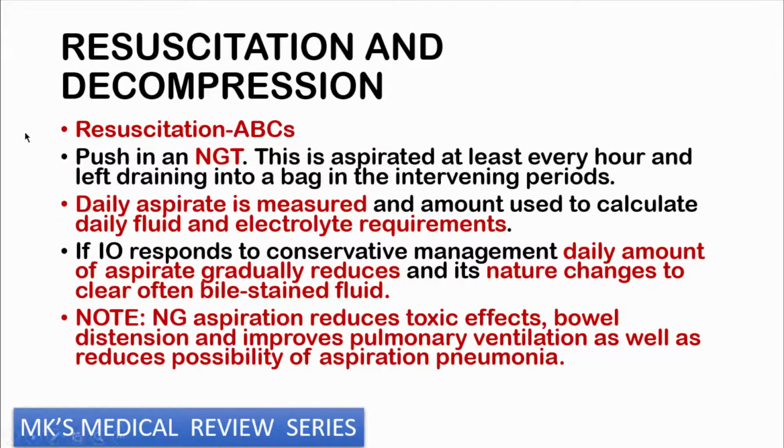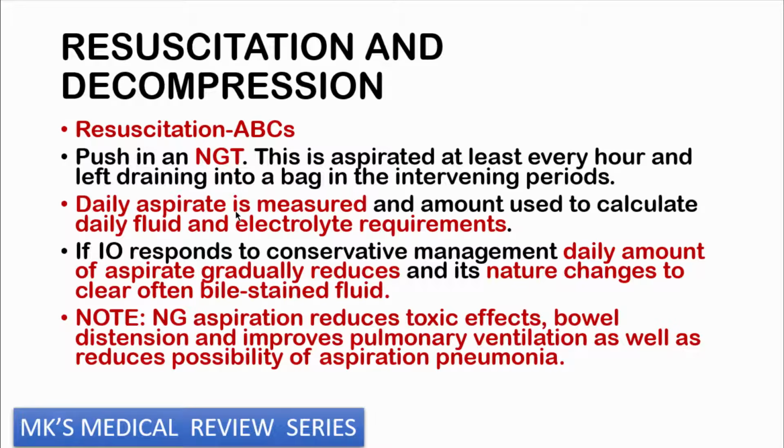Then, of course, you measure the aspirate that you are getting from this NG tube, and you're using this to calculate how much fluids and electrolytes you're going to be using to push in. So you're going to be needing an input-output chart. So if you're managing a patient conservatively, then the daily amount of the aspirate must reduce. The nature of the aspirate must also become clear. Sometimes it may have some bowel staining. So the fluid must not be thick, it must not be dark, it must start to clear up.